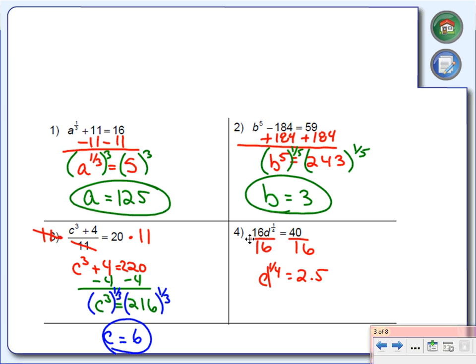Of course, that's not the answer yet, because the next thing we're going to do is come over here and raise this to the reciprocal power. So I need to know what's the reciprocal of 1/4. 4. 4 over 1, which of course is the same thing as 4. So let's see what we get here. 2.5 raised to the 4th power would be 39.06.